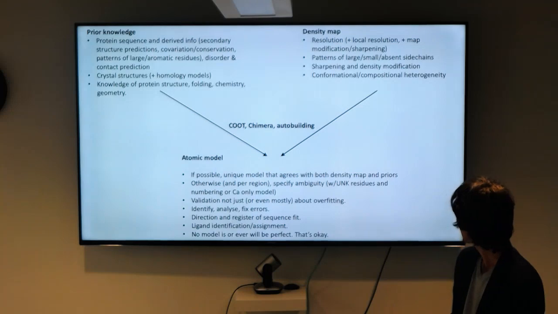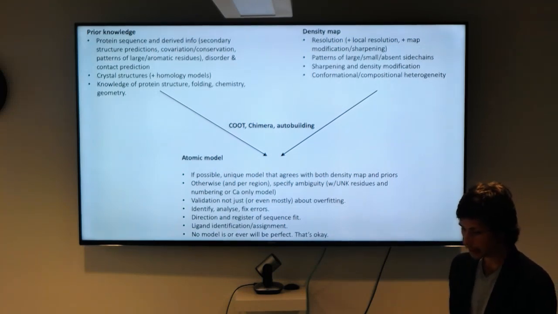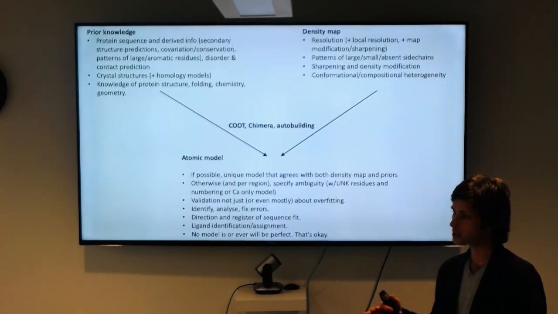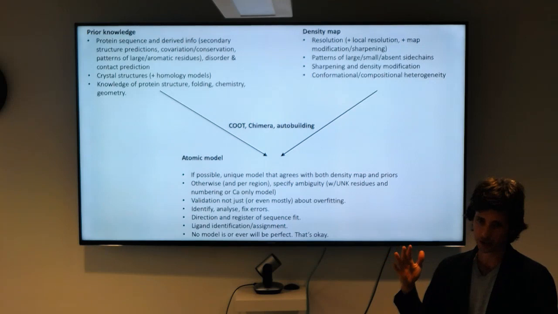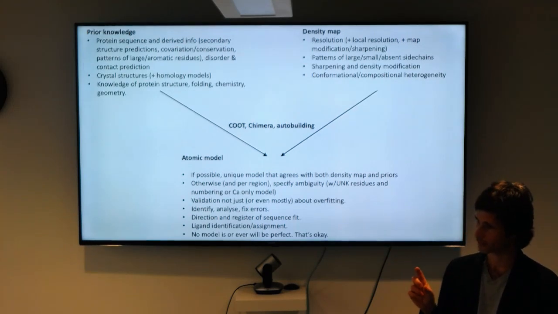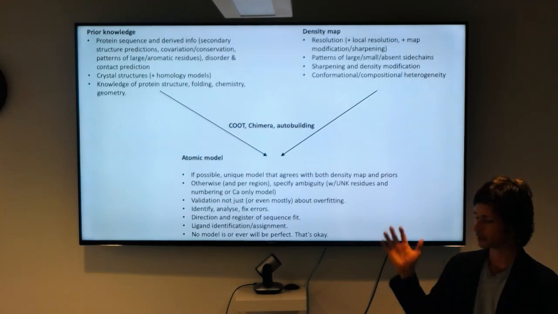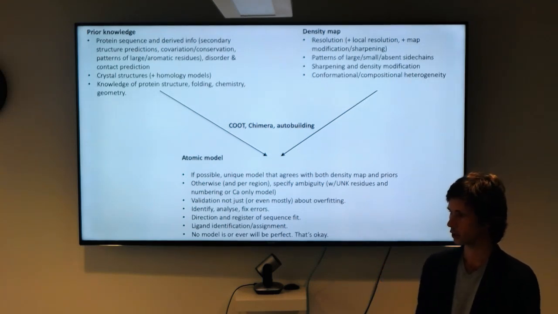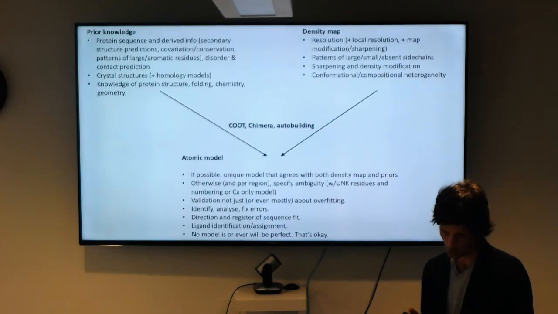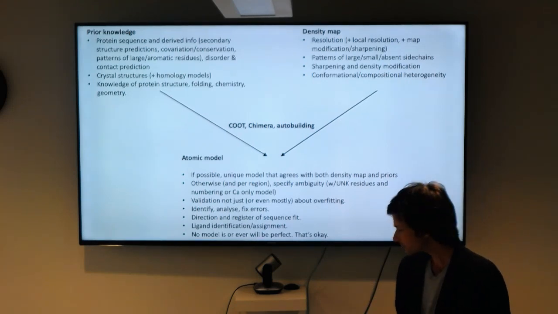From the map, things that can inform your model building: obviously the resolution controls what level of features you have. So roughly at, let's say, 12 to 9 angstroms, you'll start seeing alpha helices. Anything lower resolution than about 12 angstroms, you can see overall shapes of domains, but not secondary structure information.